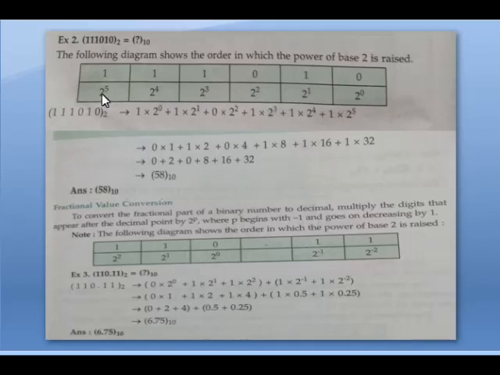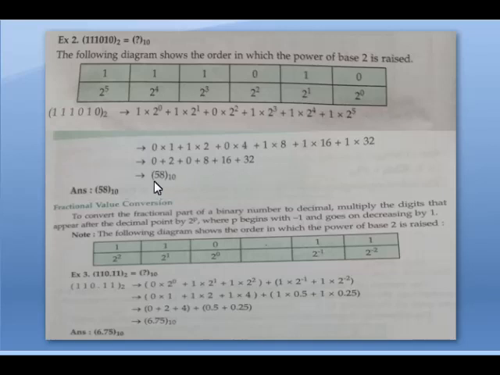So how will we do the calculation? 0 into 2 power 0 plus 1 into 2 power 1 plus 0 into 2 power 2 plus 1 into 2 power 3 plus 1 into 2 power 4 plus 1 into 2 power 5. And we simplify the numbers, we will get the answer as 58 to the base 10.